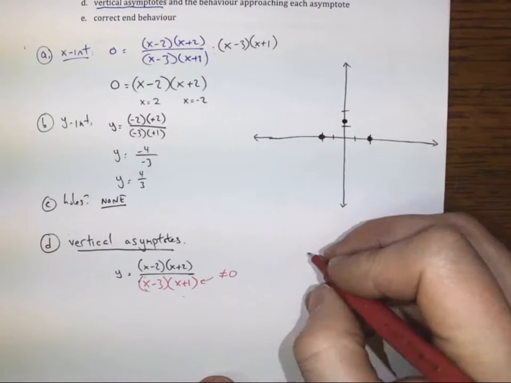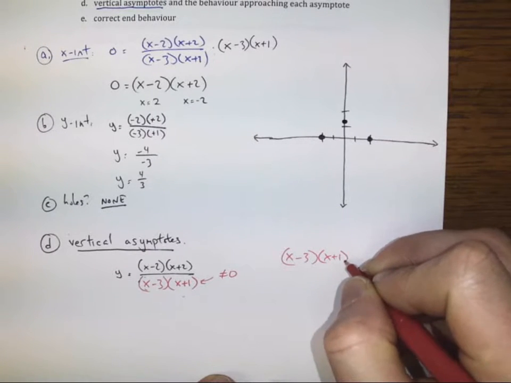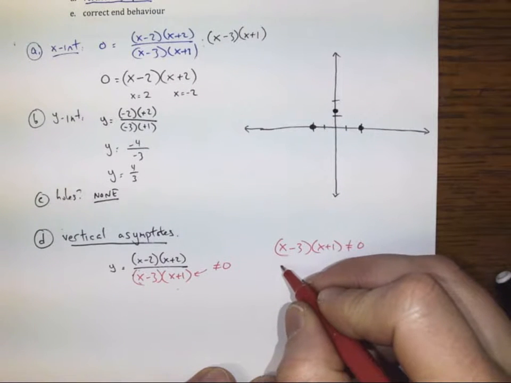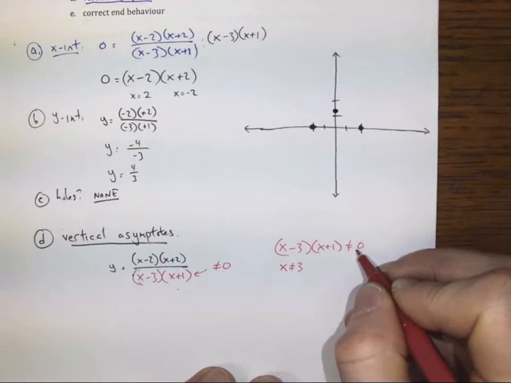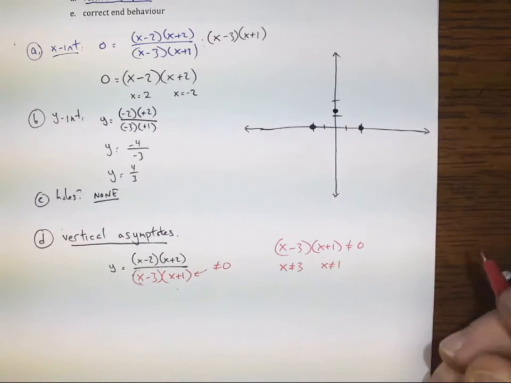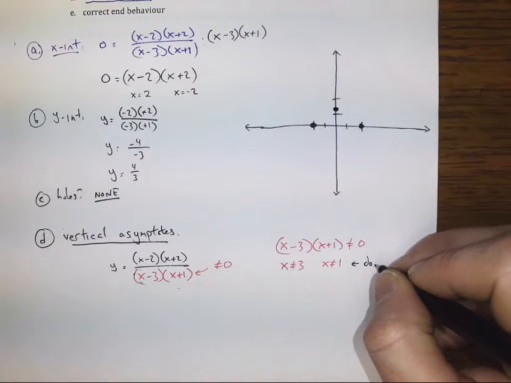So I can actually make that a statement if I want. I guess I'd say x minus 3 times x plus 1 can't equal 0. And that means, well, x then can't be 3, because if I put 3 in for x, it makes it all 0. And also, x can't be negative 1. And these are two restrictions. These are domain restrictions.